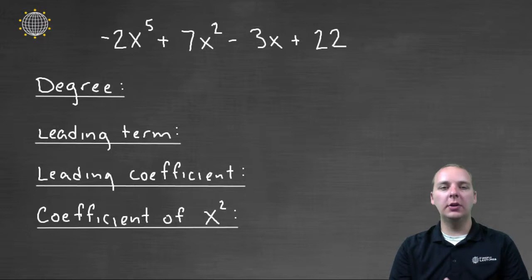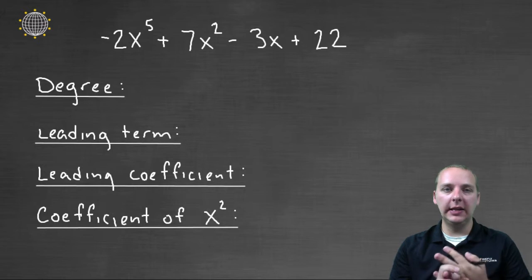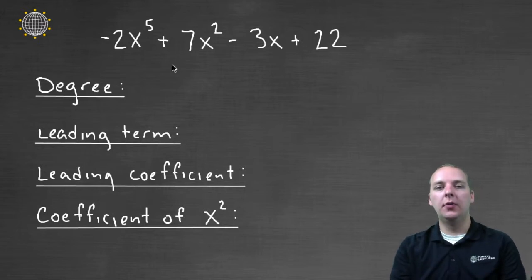In this video, we're going to try to find the degree, the leading term, the leading coefficient, as well as the coefficient of some random term for a few different polynomials. And this will just give us some good practice finding these things for different polynomials. So we'll start with degree.